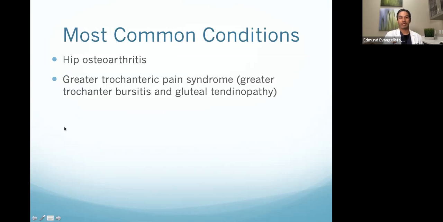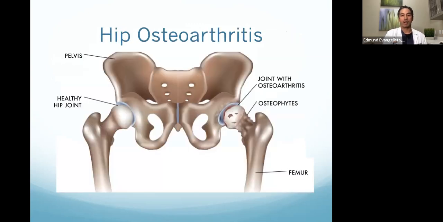So now I'm going to talk about the two most common conditions that we see in patients that present to our clinic with hip pain. The first is hip osteoarthritis, and the second is greater trochanteric pain syndrome, or greater trochanteric bursitis and gluteal tendinopathy. So first I'm going to talk about hip arthritis or hip osteoarthritis. Again, that's a wear down of the cartilage, the articular cartilage in the hip joint.